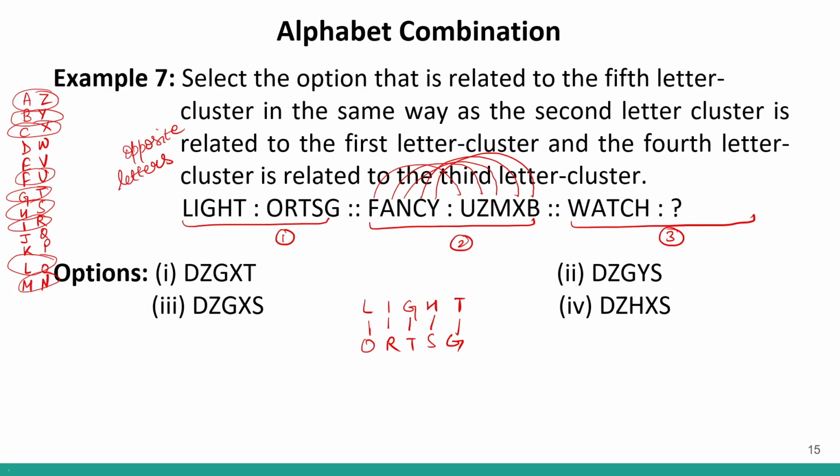What is the opposite letter of W? Opposite letter of W is D. So first will be D. What is the opposite letter of A? It is Z. What is the opposite letter of T? Opposite letter of T over here is G. Opposite letter of C is X. And what is the opposite letter of H? Opposite letter of H is S. So the answer will be DZGXS. And this is given in which option? DZGXS is given in option number 3. So option number 3 will be the correct answer to this question.